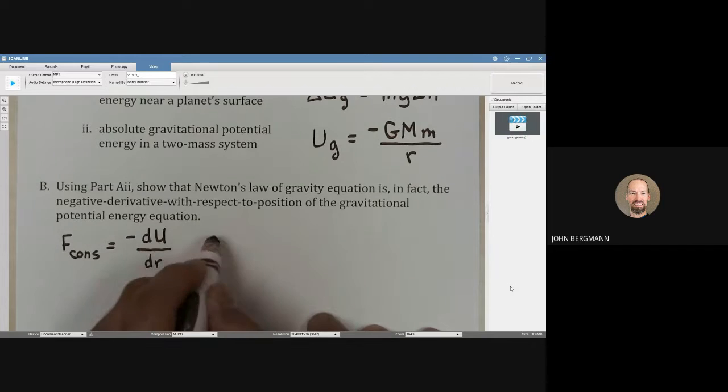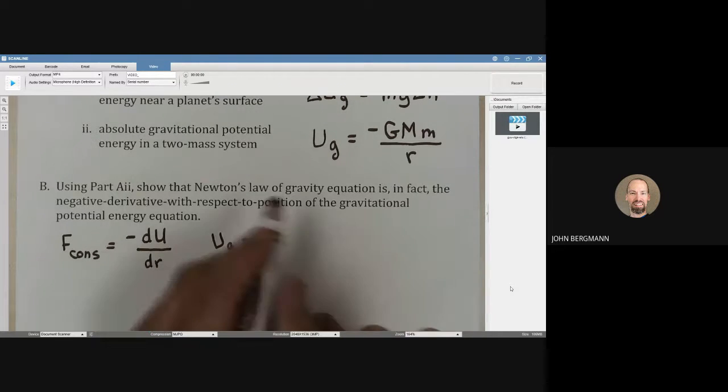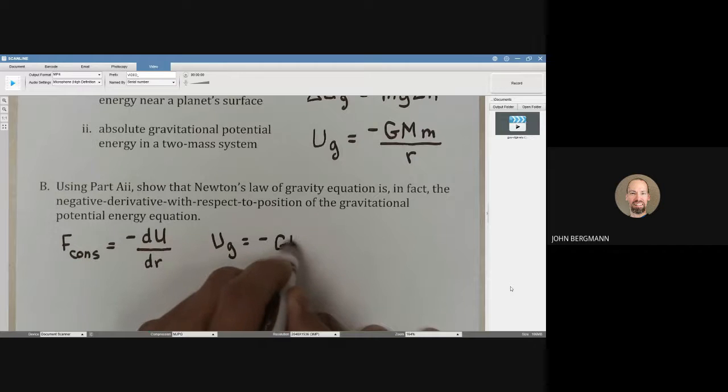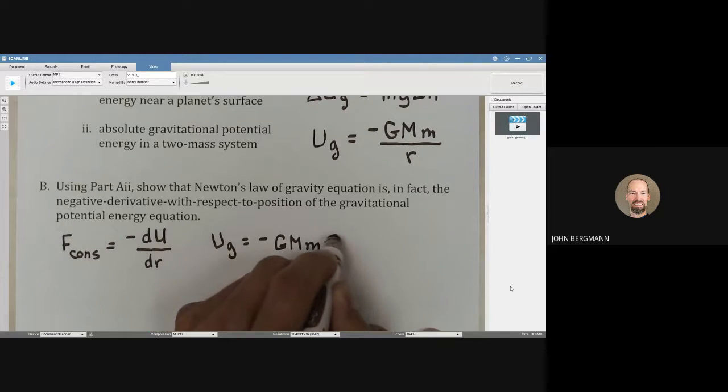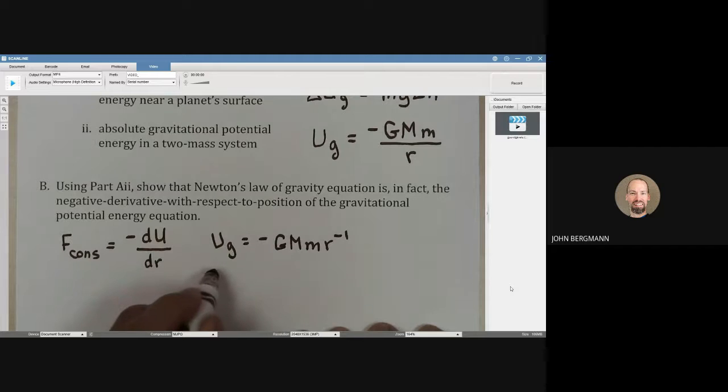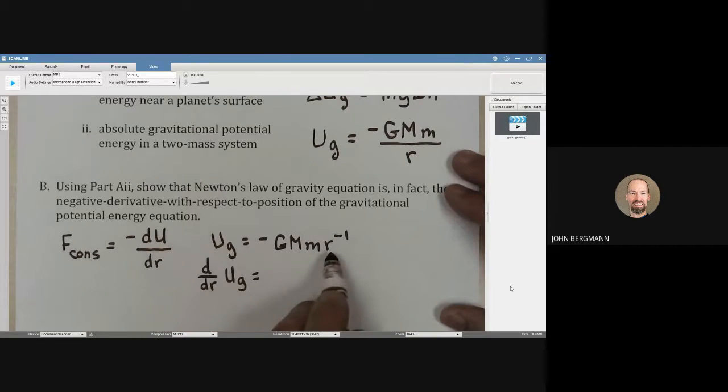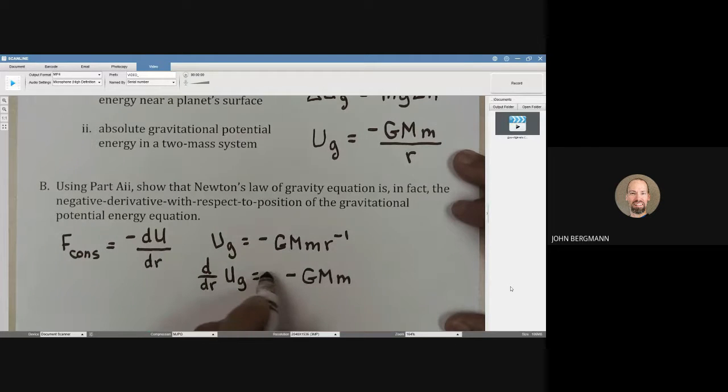First of all, let me rewrite it to get that r out of the denominator. Negative big G, big M, little m, r to the minus 1. Now, when we take the derivative of this, we're going to differentiate with respect to r. So all of this other stuff, these are constants. So I'm going to say negative, and then we power down. So this negative 1 has to come out here, and we go r now to the minus 2. But we don't want the derivative of the potential energy. We want the negative derivative. So I got to put another negative in here. Negatives all over the place.